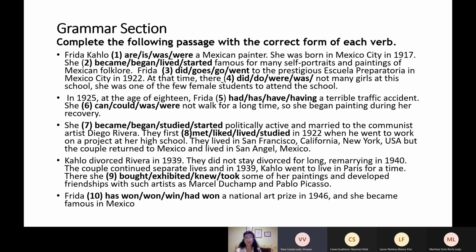Had won. What do you think, Resfa, Blanca, and Hammer? Frida had won a national prize, or Frida won a National Art Prize in 1946? One, teacher. Won. Very good. Frida won a National Art Prize in 1946. Very good. Frida won. Hay una fecha exacta, entonces siempre cuando haya una fecha exacta que se refiere al pasado, eso va a ser pasado simple.